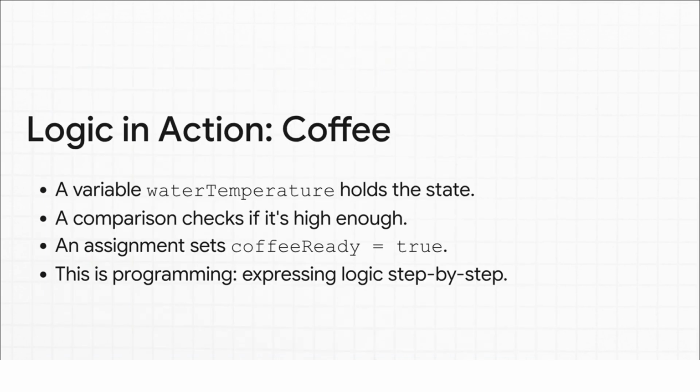And this is where the magic really happens. This is where it all clicks. We're using a variable to store some information, then a comparison operator to ask a question about it, and finally, an assignment operator to update the state of our program based on the answer. This simple, step-by-step logic, that is the absolute essence of programming.